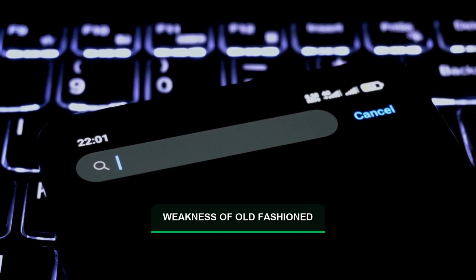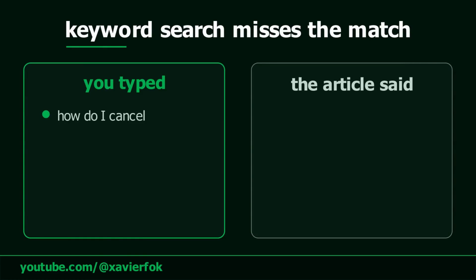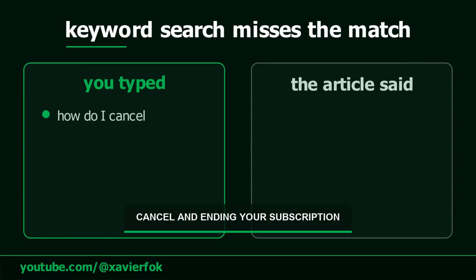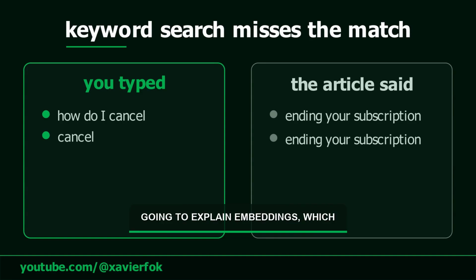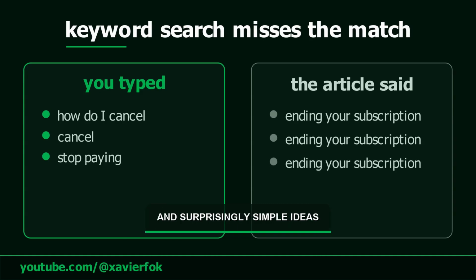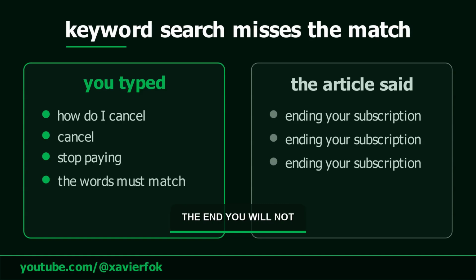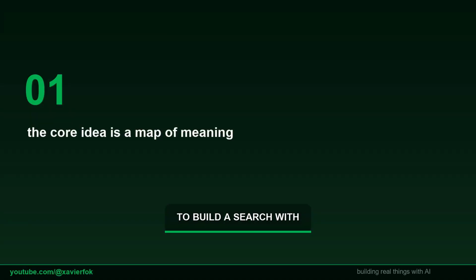That is the deep weakness of old-fashioned search. It matches words, not meaning. It has no idea that cancel and ending your subscription are the same thing in a human's head. Today I want to fix that, and in doing so I am going to explain embeddings, which sound intimidating and are actually one of the most useful and surprisingly simple ideas in all of this. By the end, you will not just know the word, you will understand it well enough to build a search with it.